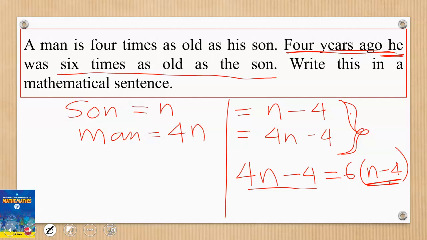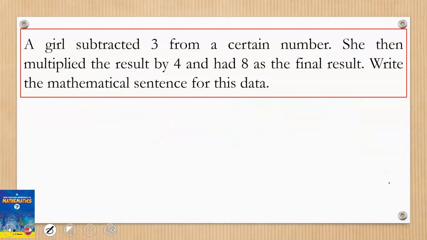Good. Let's try another example. A girl subtracted 3 from a certain number. Let's say a certain number, I don't know the number, so let me call the number x. A girl subtracted 3 from this x. Full stop, I'm done with that. She then multiplied the result. This is my result now.